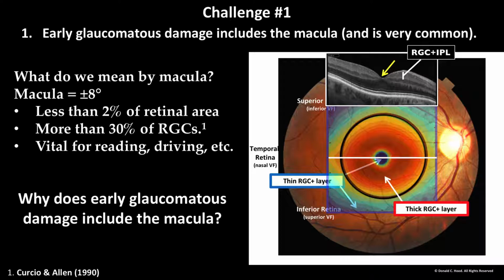So why does early glaucomatous damage include the macula? This was a question that was first posed to us about 8 years ago by our colleague Bob Rich, and he wanted to know, why does he see so many patients with what he called a comet defect near fixation?